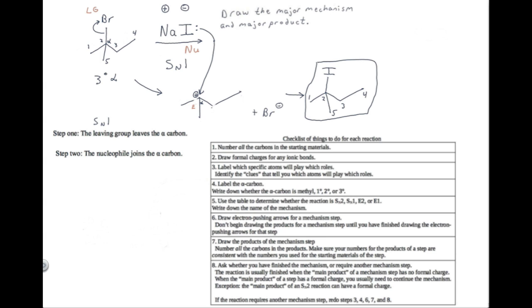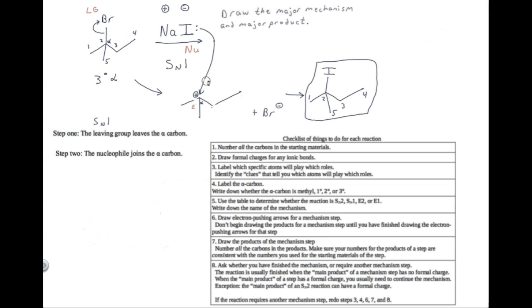Oftentimes I'll see students do something like this, and maybe some students might call these carbons 7, 8, 9, 10, and 11. Well, that's useless because those numbers are not consistent with these numbers. The purpose of the numbers is to tell you which carbons are the same in different pictures. So I want to give this carbon the same number as this carbon to show that they're the same carbon even though they are in different pictures.